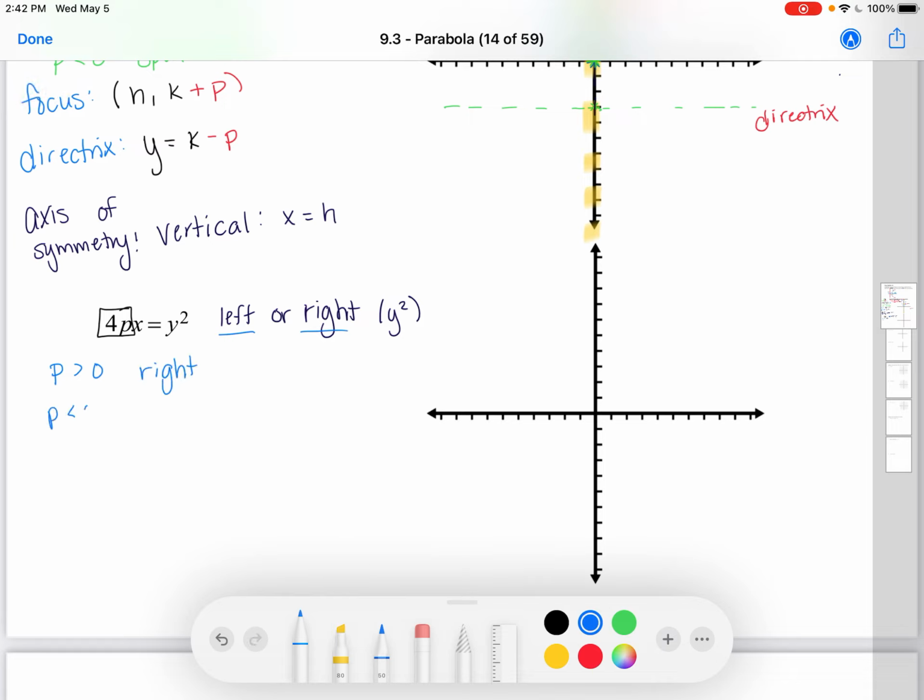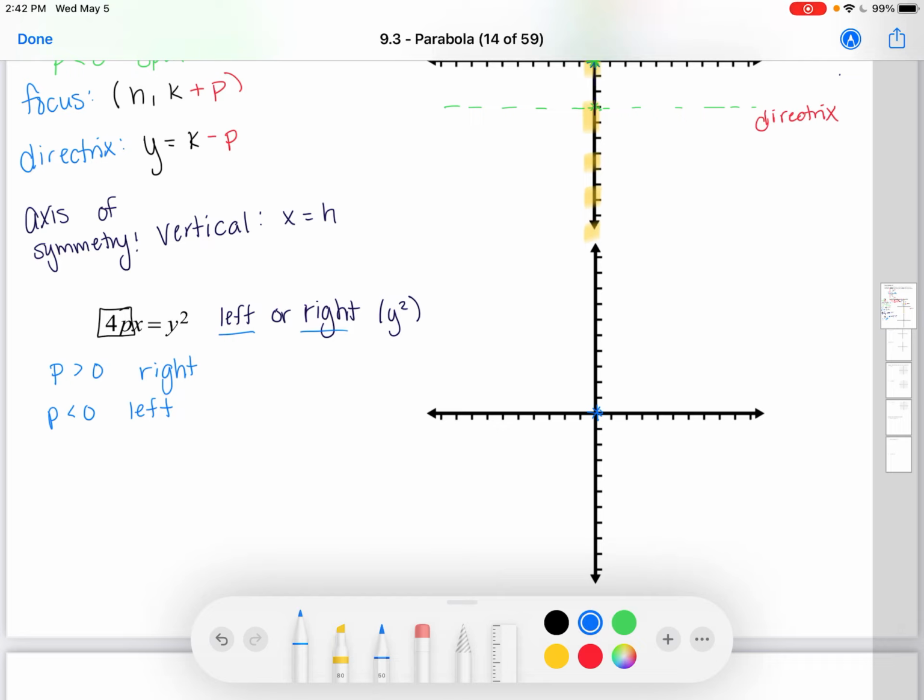And if it's less than 0 in this case, then it would need to go left. So it's all dependent on what that p-value is. So the first thing I would do is find your vertex and then head straight into finding your p-value. We will have a vertex on this one as well. It's also centered at the origin, so the vertex is again 0, 0.